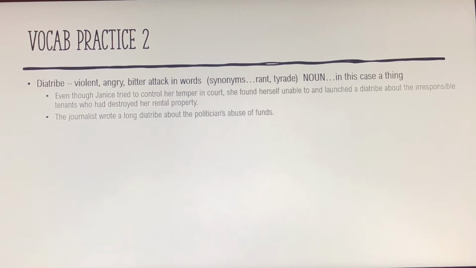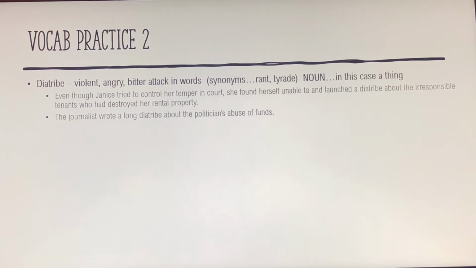The first word is diatribe. Now, diatribe is a violent, angry, bitter attack in words. So a synonym, right, a word that means the same thing as diatribe is a rant. So if someone goes on a rant, and probably an angry one, okay, or we might call it a tirade, they are speaking a diatribe. So it's a noun, it's a thing, it's something that someone is saying, and it's an attack with words.